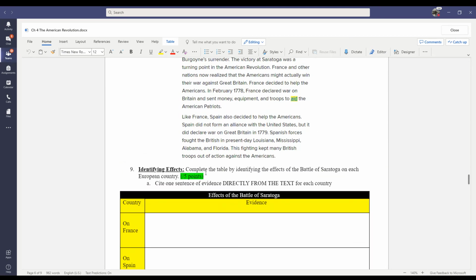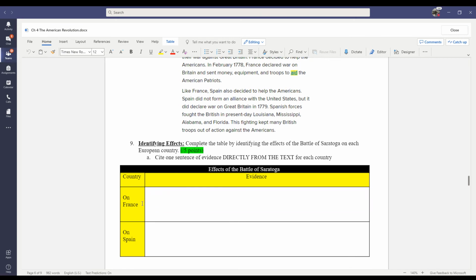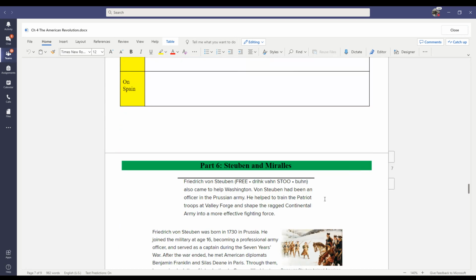Now we're to gaining allies. So for this one, sorry because I'm running low on time, so I'm going a little quicker. You're going to complete the table by identifying the effects of the Battle of Saratoga on each European country. You have 2 countries. What was the effect on France? What was the effect on Spain? You guys will cite directly from the text for each country. So Saratoga happens. How do these 2 countries react?